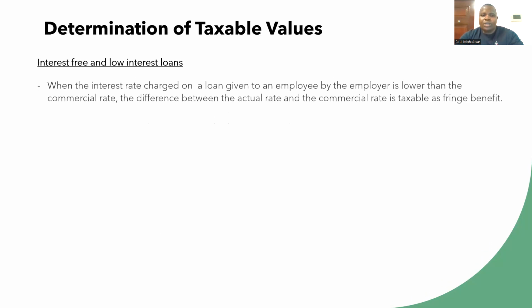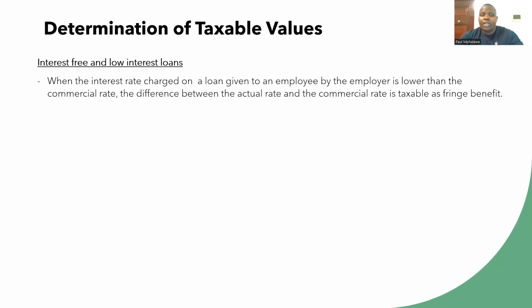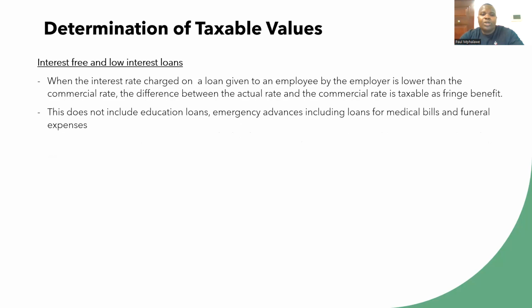Interest-free and low-interest loans. When the interest rate charged on a loan given to an employee by the employer is lower than the commercial lending rate of the banks, the difference between the actual rate and the commercial rate is taxable as a fringe benefit. The actual rate given by your company and the commercial rate charged by the bank, the difference in between is taken as a personal gain, and that is taxed as a fringe benefit. This does not include educational loans, emergency advances, including loans for medical bills and funeral expenses.